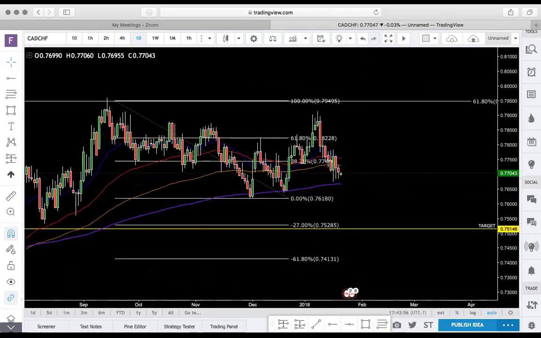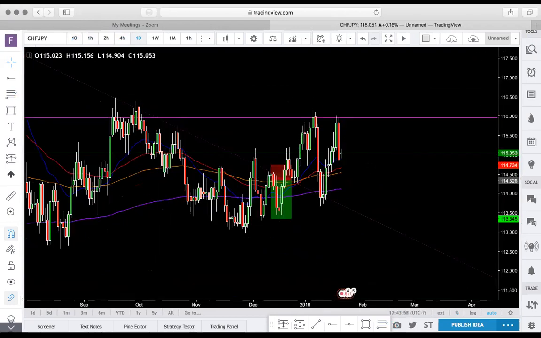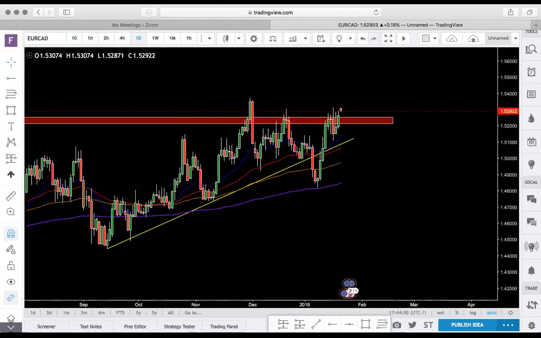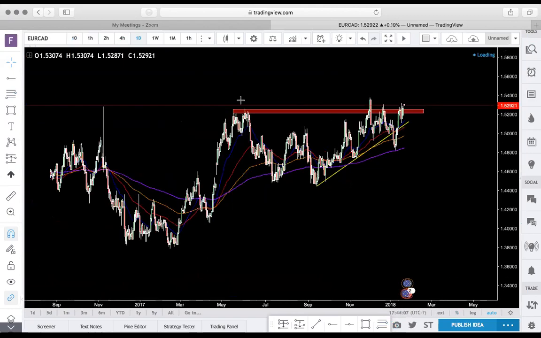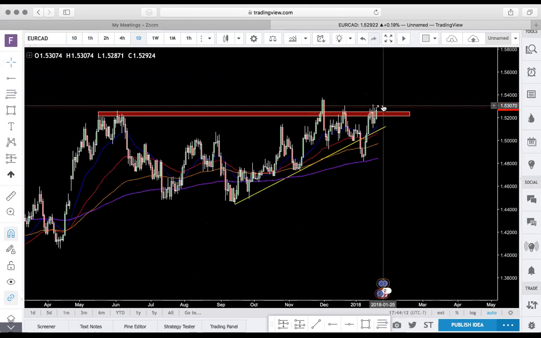Aussie USD, CAD CHF. Now this one, Euro CAD. Now Euro CAD looks like it finally closed above this zone up here. So I'll be keeping an eye on that one.